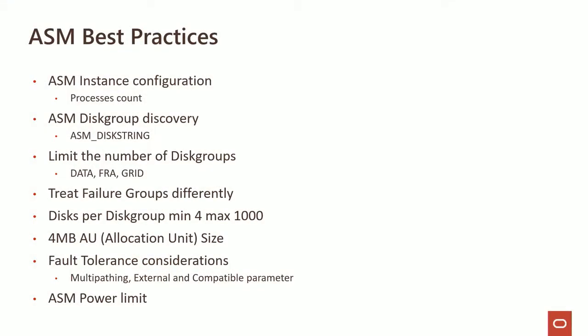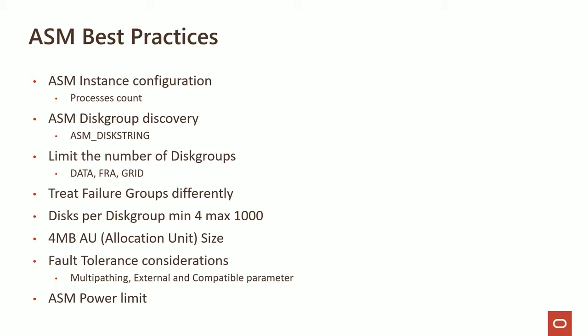But treat the failure groups differently for that level of redundancy for different objects. Can your database run without the archive log files? Absolutely, right? Do you need to impact the performance of your database because of the writing of those archive log files? Probably not. The other thing to keep in mind, the disks per disk group.